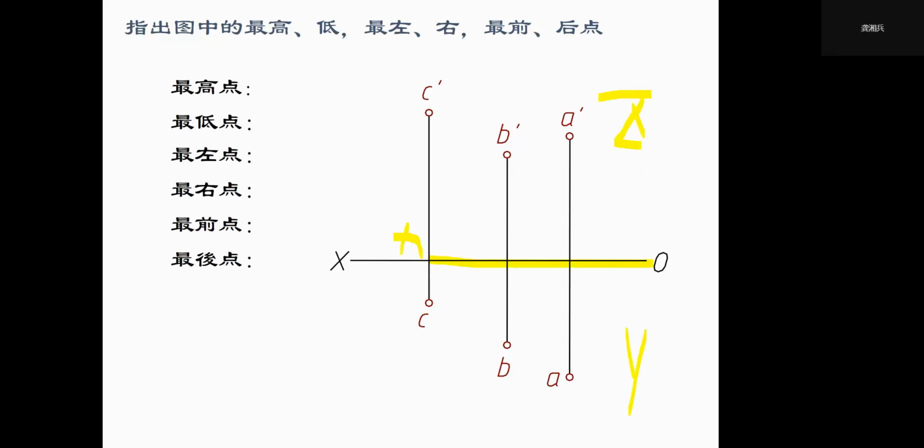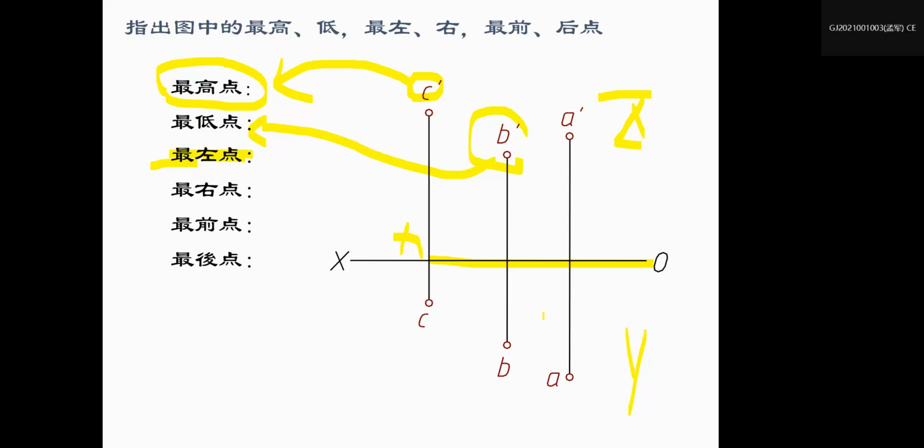So please tell me which one is on the top. Which one is most on the top? On the toppest. C. Yeah, you're right. This is C. Which one is lowest? The lowest one is B. Yeah, B, you're right. Which one is the left? Most on the left. Left front. Yeah, it's A. Yes, A is left?